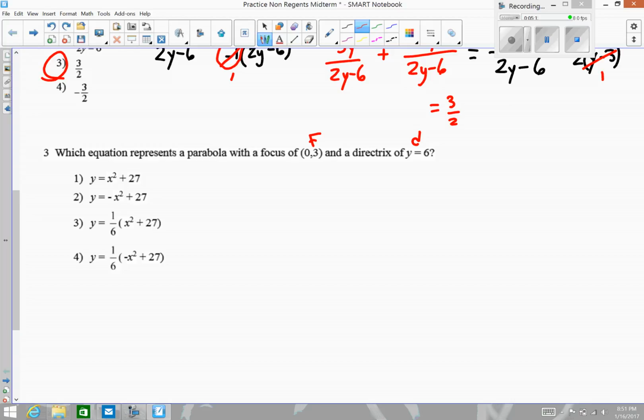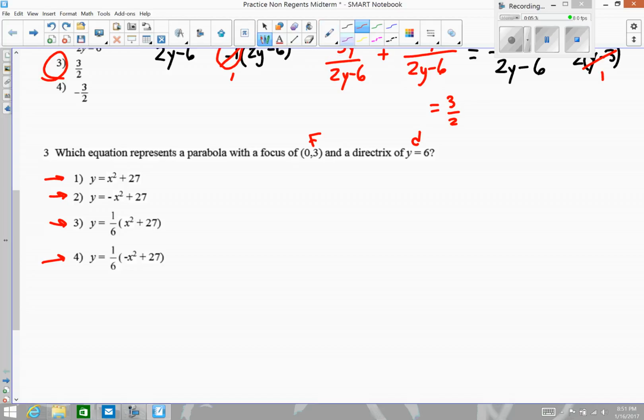So we can go ahead and find which equation represents that parabola. Since this is multiple choice, you could, if you wanted to, graph each one of these on your graphing calculator and see which one has the focal point of 0, 3 and the directrix y equals 6. I'm going to go ahead and do this algebraically so that you can see how this would be done.